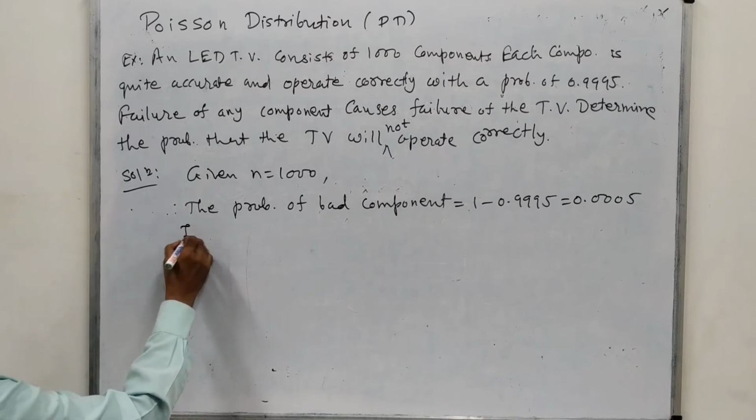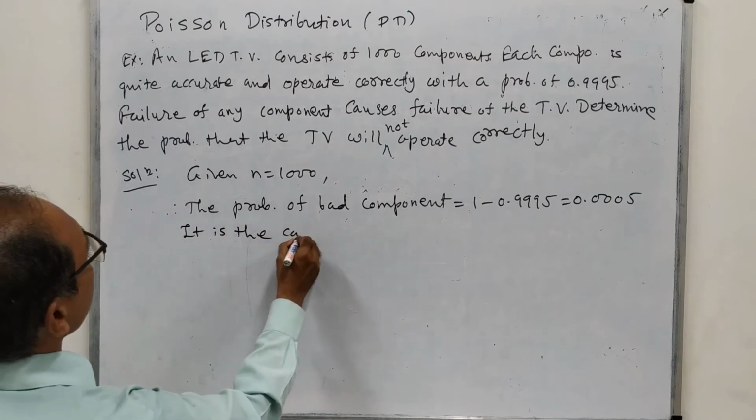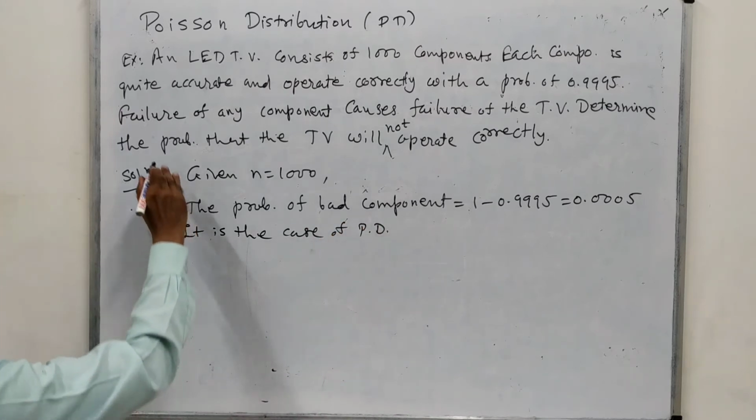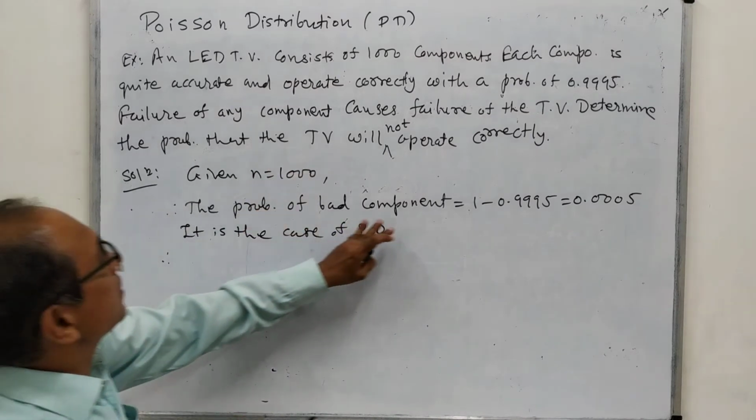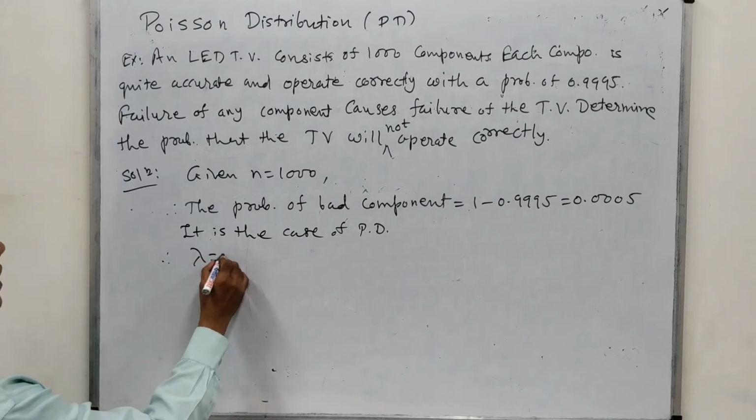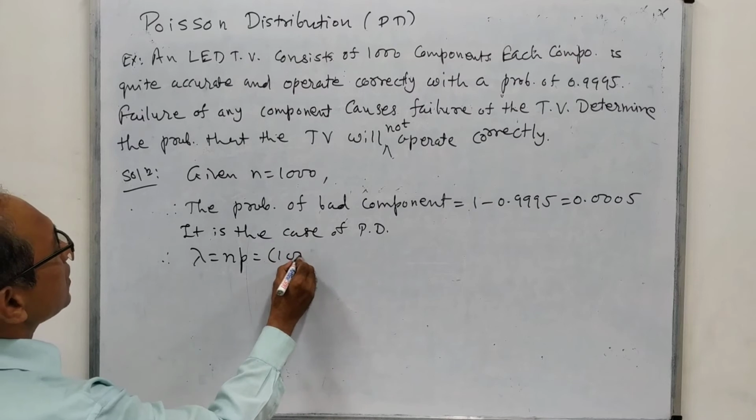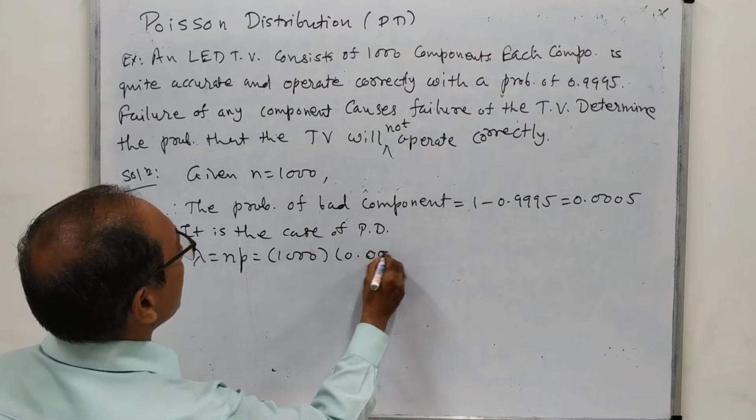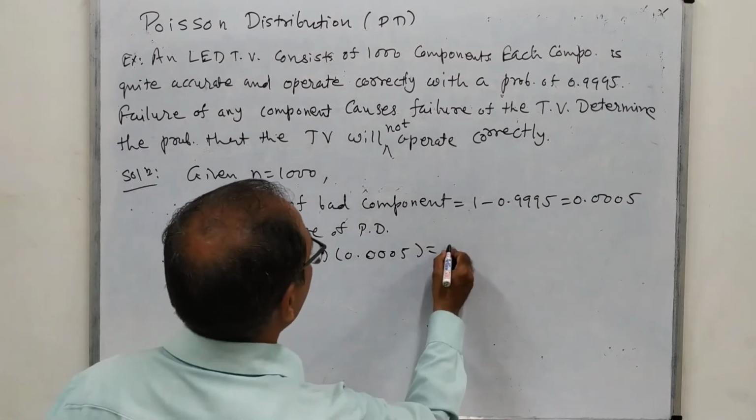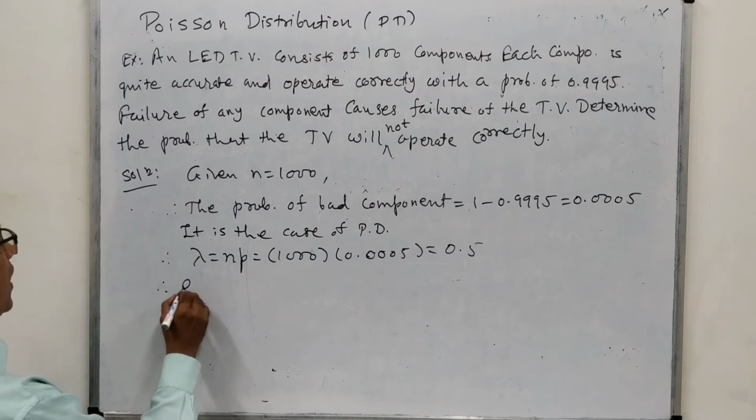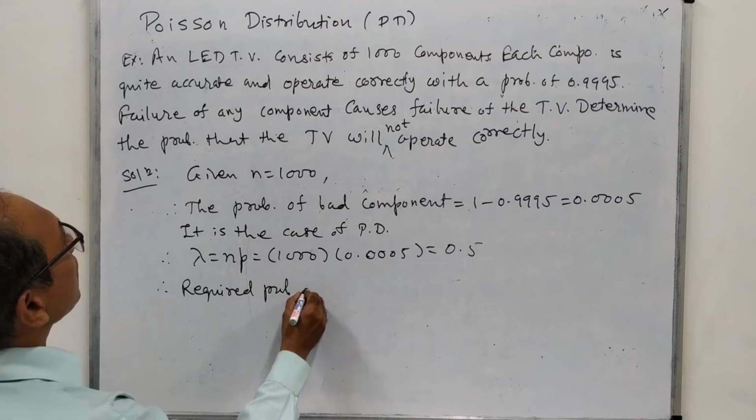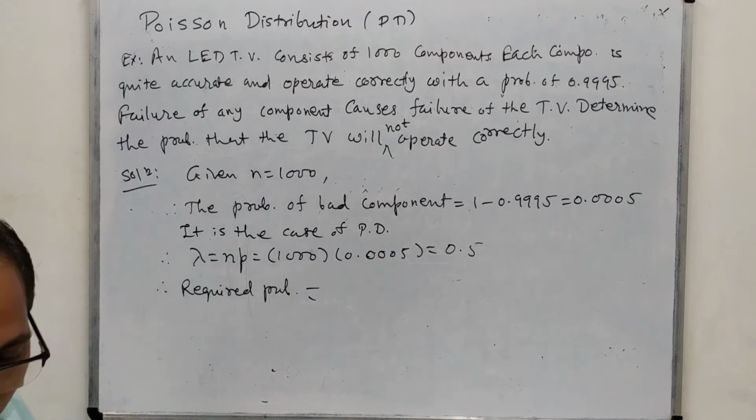Okay, so now it's very simple. This is the case of Poisson distribution. We want to find the probability that the TV will not operate correctly, so we will use the probability of a bad component. And we know that in Poisson distribution we require lambda, and lambda is nothing but n into p. So this is 1000 into 0.0005. If we multiply them together, we get 0.5. And therefore, the required probability is what?